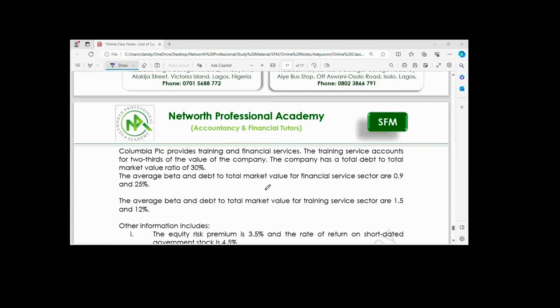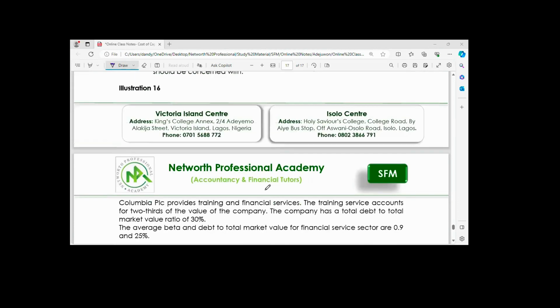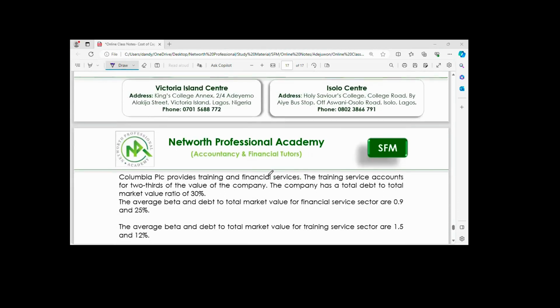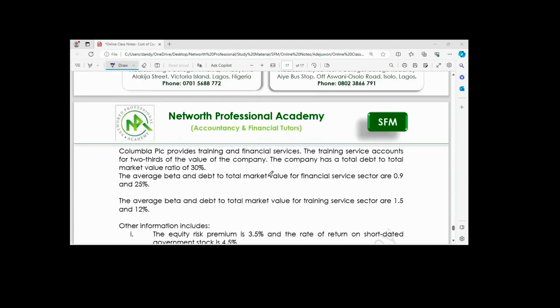I believe you can see my screen. So go to illustration number 16 in the material, illustration number 16, Columbia PLC. Are we together? Are we on the same page? Yes, sir. All right then.